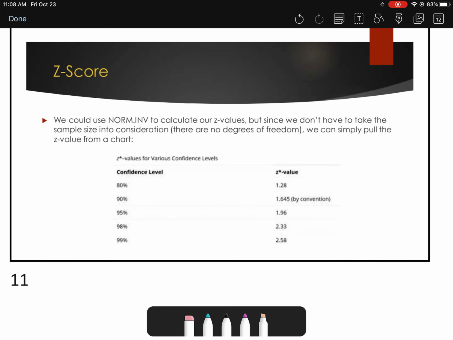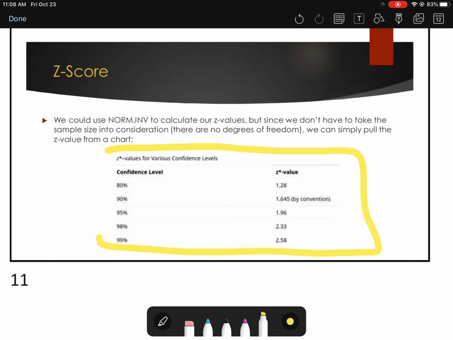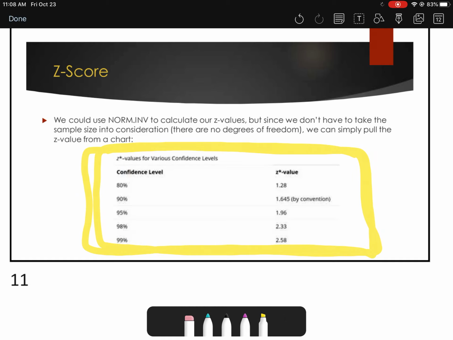Okay, so like I was kind of talking about before, we could use our norm dot inverse to calculate our z-values, but the problem with that is we don't have the sample size into consideration. There are no degrees of freedom. We can just pull it from a chart. So this chart here, and I'm going in yellow so you can really see it, make sure you have this with you at all times because you're going to need this chart. Okay, so we will be referencing this chart here. And to be honest, some of these values should look familiar from Module 2 because we did end up seeing those quite a bit.